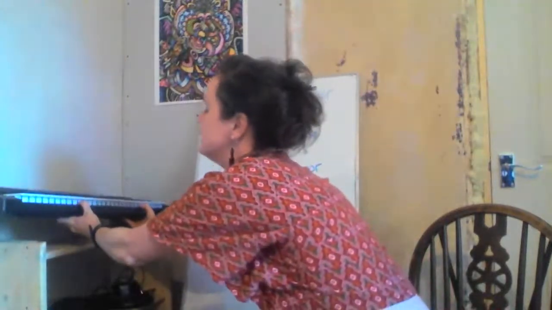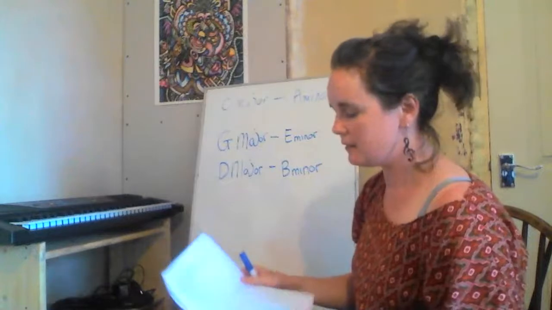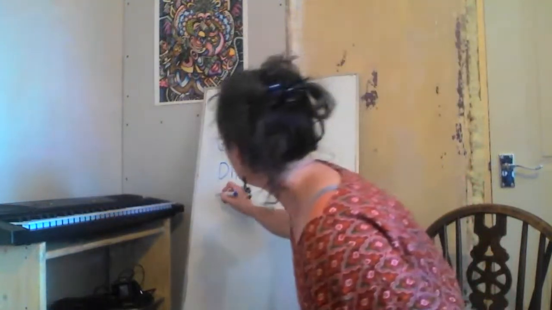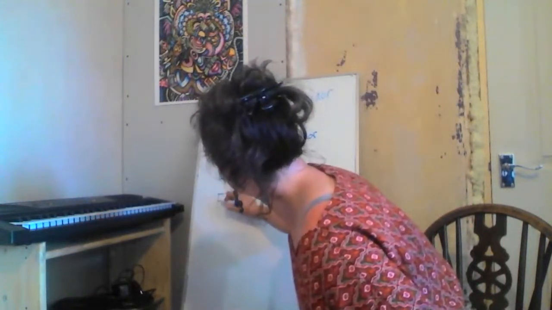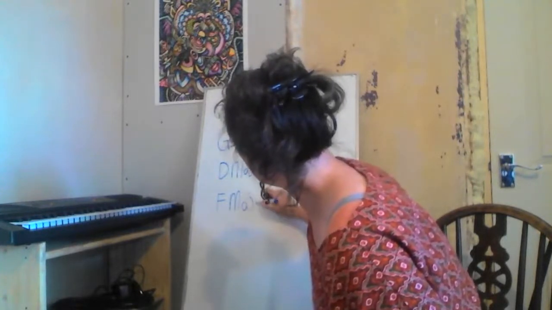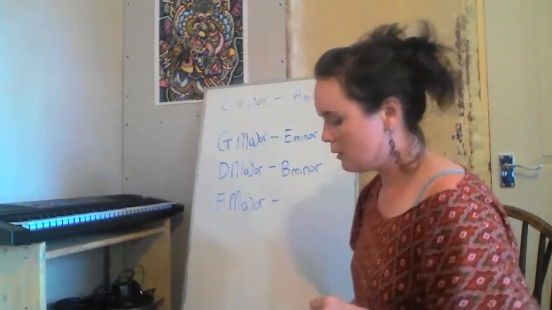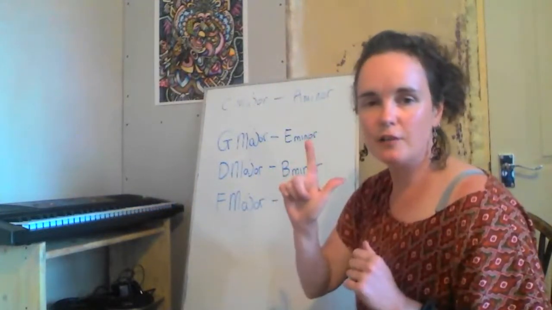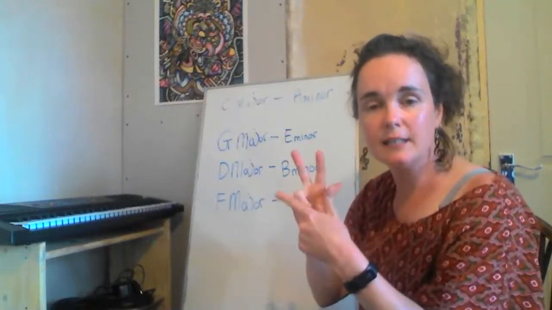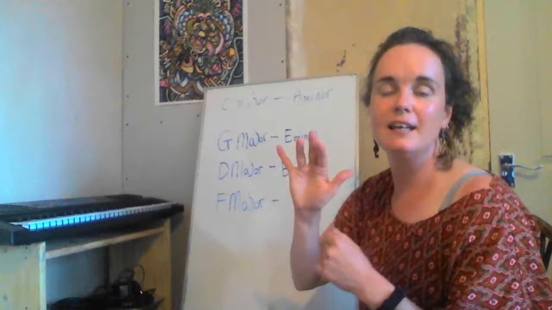Anyway, the key of F has one flat in it. It has a B flat. So F major, as I say, apart from that B flat, all of the notes run up as normal like they do with a C major. So we've got F, G. After G, we go back to A. F, G, A, B flat, C, D.